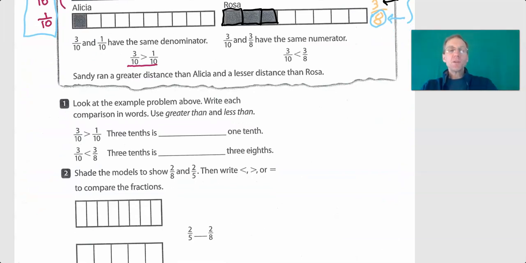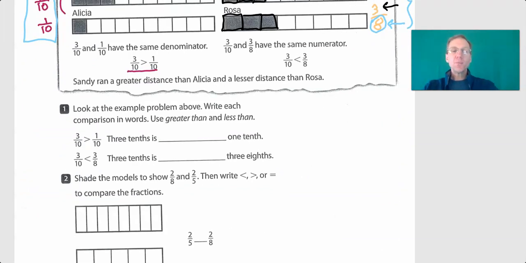Here we go. It says, look at the example in the problem above. Write each comparison in words. Use greater than, less than. So we would say 3/10 is greater than, and that's the symbol. And you're always going to point to the smaller number. So that will help you to remember. Just point to the small number, okay? And then greater than is how we'd fill it in.